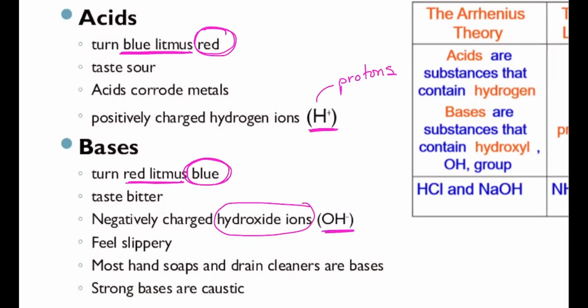Now, bases feel slippery when we touch them. So for example, hand soaps, drain cleaners, although drain cleaners you shouldn't be putting on your hands, and laundry detergents typically are bases. And if you have ever touched these compounds, you know that they feel slippery, okay? Now, we actually have to be really careful with bases. For example, drain cleaners, the reason why I said you shouldn't touch them is because they are caustic. And caustic means that they are going to irritate skin.